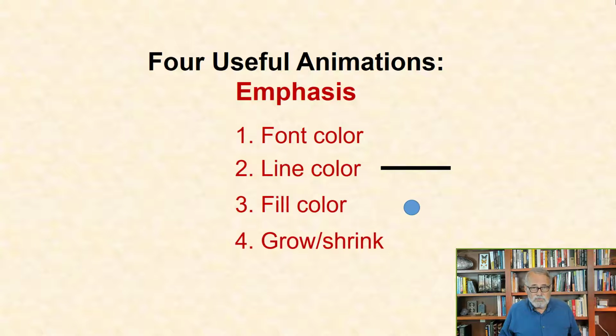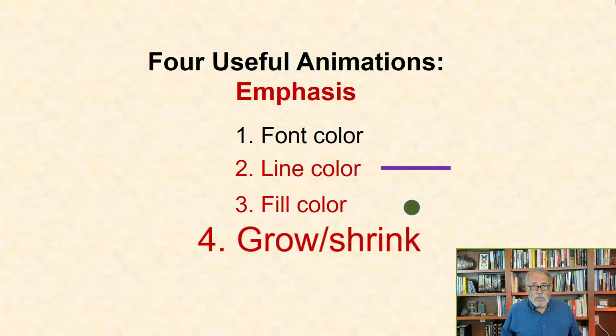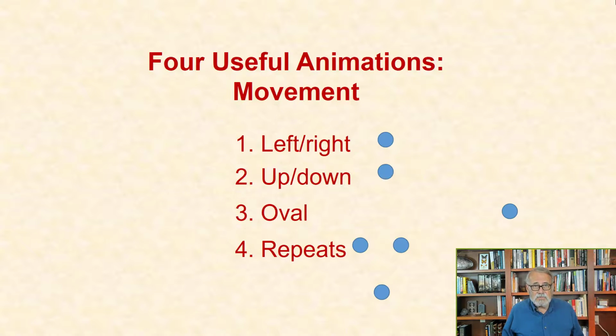Animation options for emphasis include change the font color, in this case from red to black, change of line color, in this case from black to purple, change of fill color, in this case the circle from blue to green, and grow shrink, in this case grow by 50%. There are another 2 dozen options for emphasis. Movement path options include left to right, up and down, around, and repeats. There are another 3 dozen movement paths, although custom path is my favorite because I can create my own path.